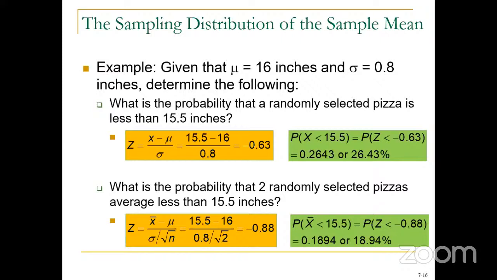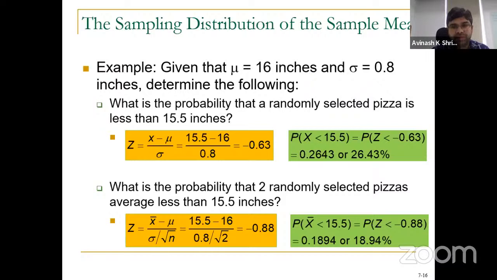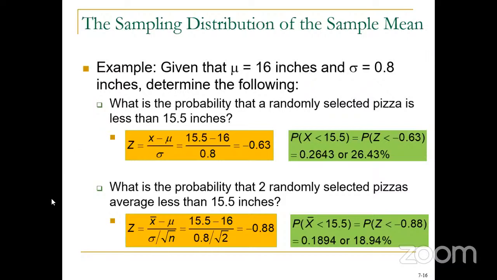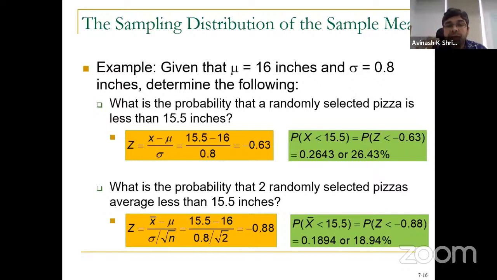It will reduce to 0. Yes, it will keep on decreasing. Why will it keep on decreasing? Because the moment you keep on increasing the sample size, the x bar will ideally become equal to mu. The two means become equal, the population mean and the sample mean. You can see the trend. For 1 it is 26.43, for 2 it is 18.94, and if you increase the number of cases, it will keep on reducing, right?